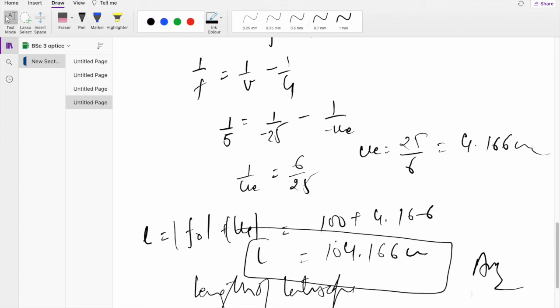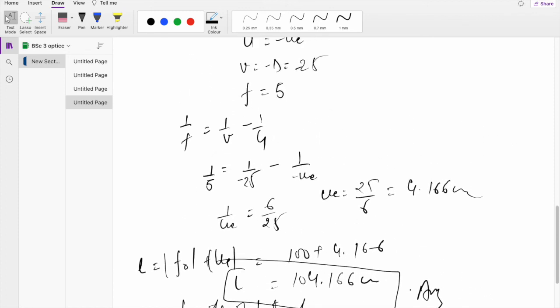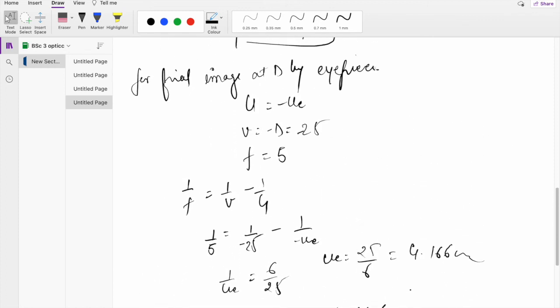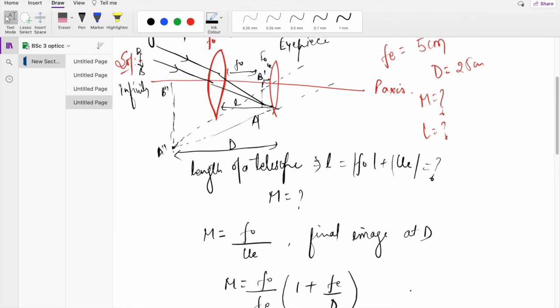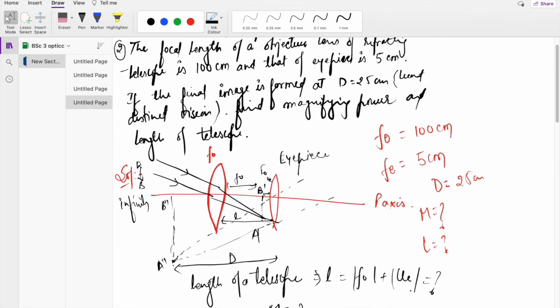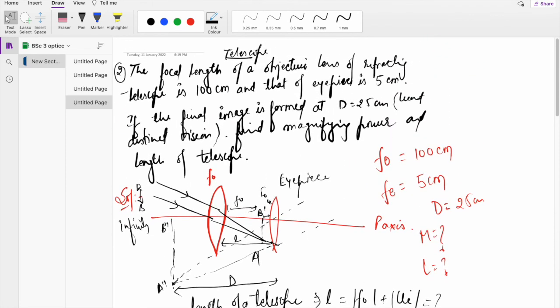All right, so we have discussed one numerical of the telescope, one numerical of magnifying power, and the simple microscope. In the next class we will discuss one numerical of the compound microscope.